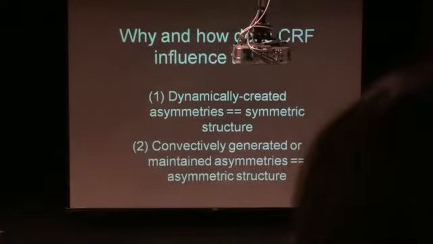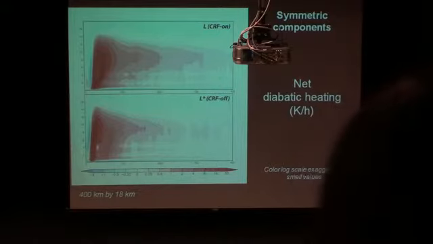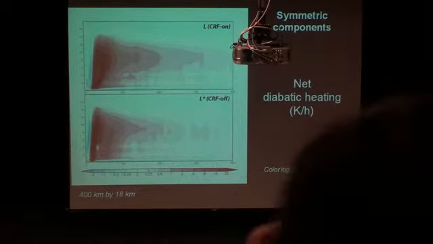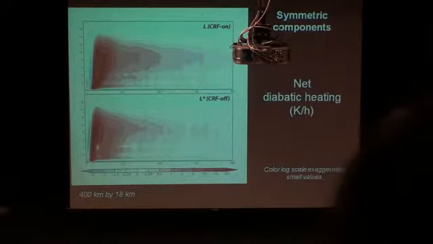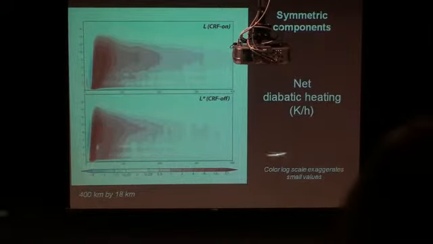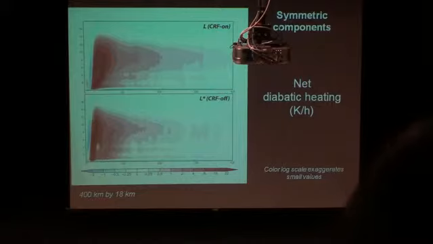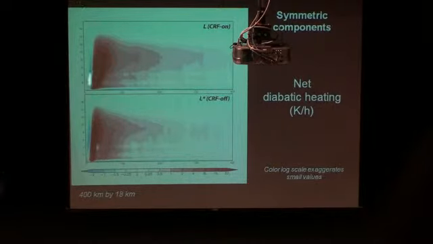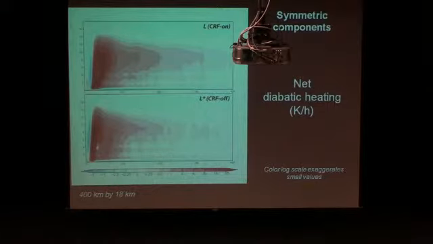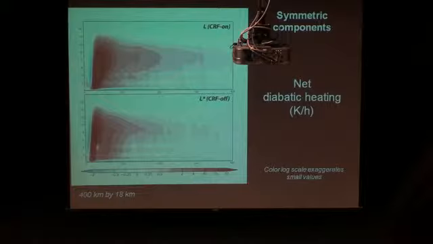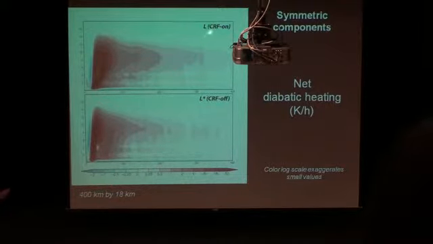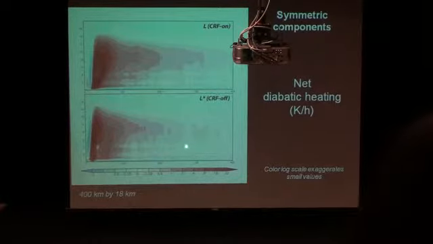So why and how does this cloud radiative feedback influence the track? And I'm going to look at some symmetric response and then asymmetric response. What you're looking at here is 400 kilometers versus 18 kilometers in height, and basically this left-hand side here is the central axis of the storm, and it is a plot of diabatic heating, net diabatic heating, for a simulation with the same microphysics but cloud radiative feedback on, and this is off.